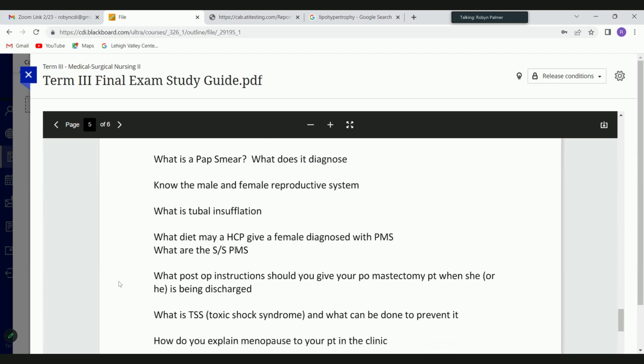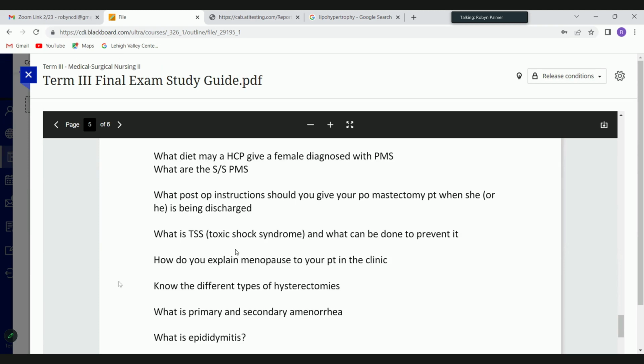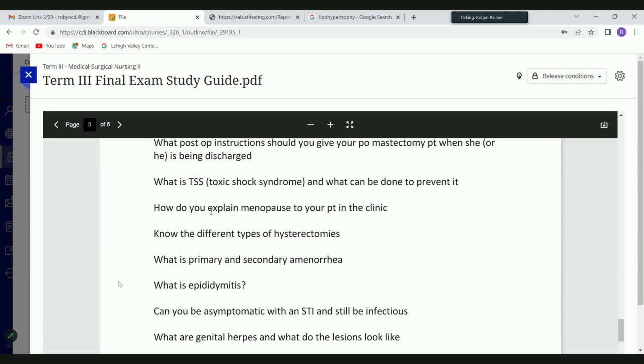Okay, PMS, we haven't gone over. Post-op instructions of a mastectomy, toxic shock. How do you explain menopause to your patients in the clinic? If they said, what is menopause, what would you say? Your body's changing, ending your period. That's right, one of the first things that happens is your period changes. Also you have decreased estrogen, and maybe they should start taking a calcium supplement because of increased risk of osteoporosis. Yes, ma'am, that's exactly right.